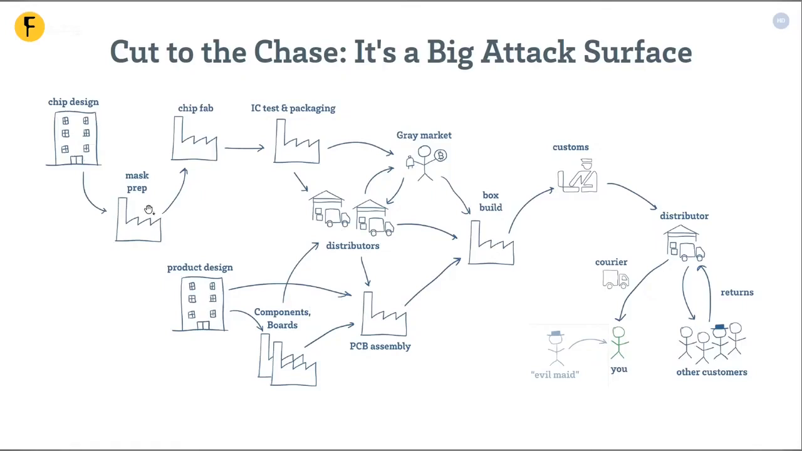You have chip design, mask prep, chip fab, and then you have these gray markets that operate behind factories to help facilitate what happens if you order a million units, but you only sell 900,000. Do they throw away 100,000 units? No, they end up in the gray market and people end up trading them with each other, right? That's just a part of business that exists, that is very opaque behind this whole system. So there's a big attack surface where things can go wrong in terms of trying to get trusted chips and trusted components into the supply chain.